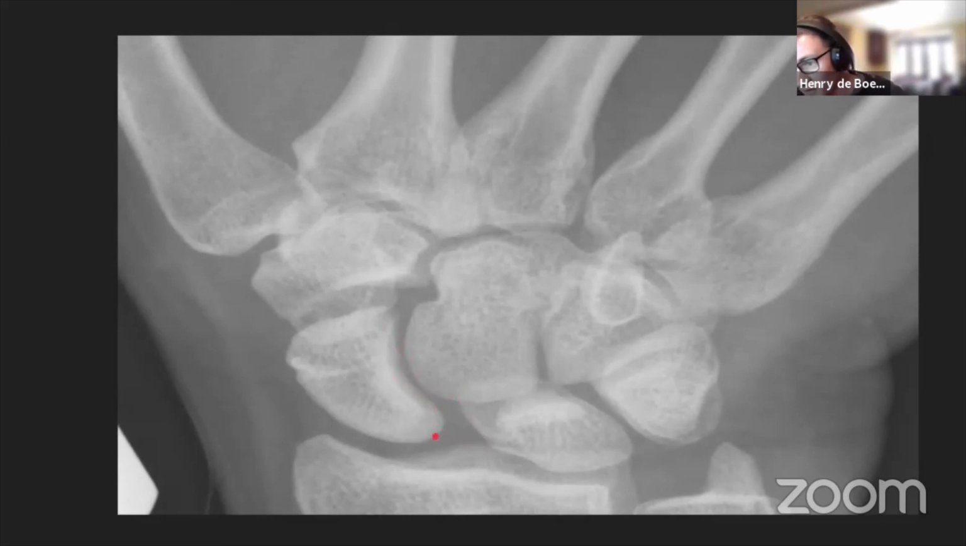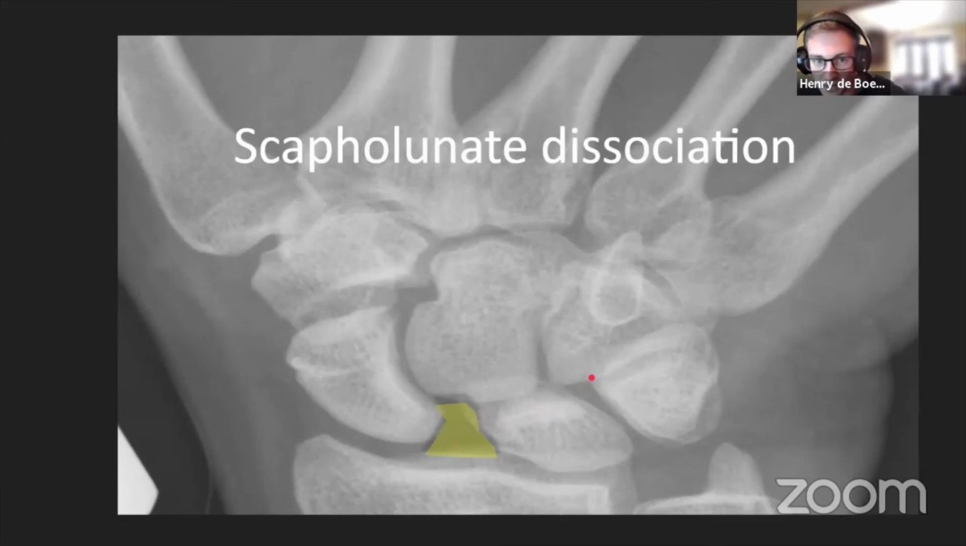Now, it's not as obvious as that first example that we saw, that was really wide, but this is not a symmetrical space. If we compare this gap to this gap, or to this gap, it's wide. If you measure it, it should be less than 3 millimeters normally. So 3 to 4 is borderline, more than 4 is grossly dissociated. So yeah, scapholunate dissociation or scapholunate ligament disruption, correct answers.